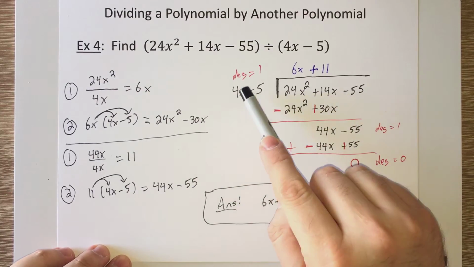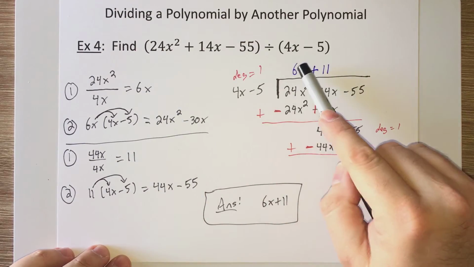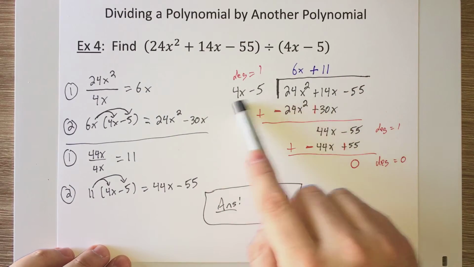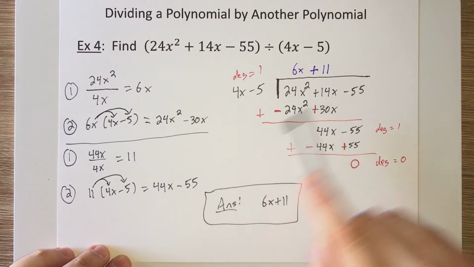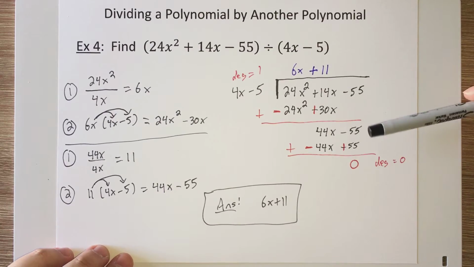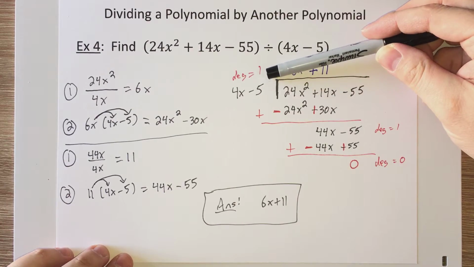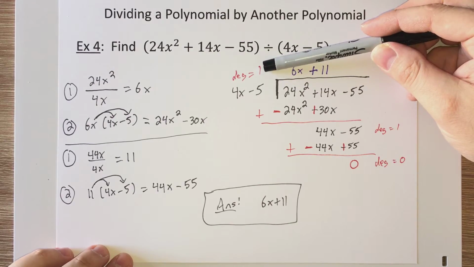You divide the left term here by the left term here, write your answer on top. Second step, take your answer you just got and multiply by the polynomial over here, write your answer on the bottom, make sure like terms line up. Third step, change the signs and add, you get this polynomial. Then check to see if the degree of this is less than the degree of this. If it is, you stop. If it's not, you continue. The degree of this is not less than this, so you start over with your three-step process.